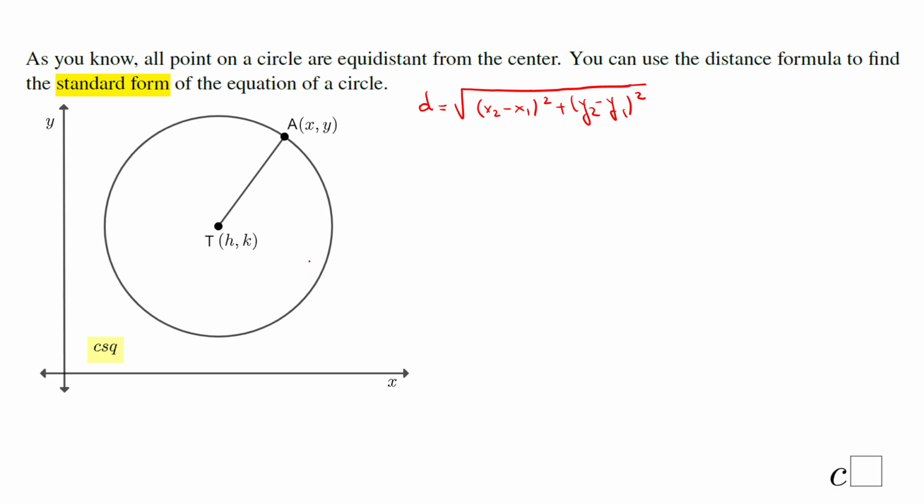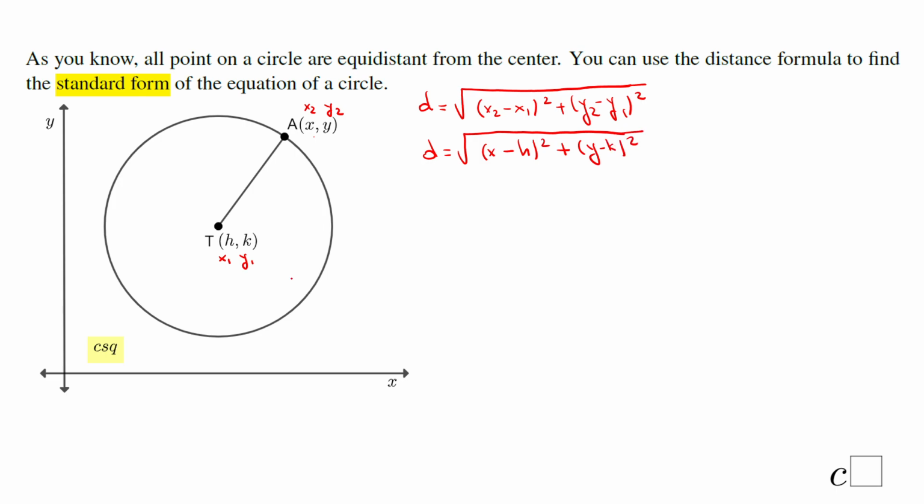So in this case, I'm going to call this one point 1, so x1 and y1, and this one x2, y2, and I'm going to replace them in this distance formula. So let's see what we get now. We have x2 minus x1, so in this case it will be x minus h; we just replaced these x coordinates with what you see in the picture. Very similar for the second part, y2 minus y1 becomes y minus k, and don't forget the square.